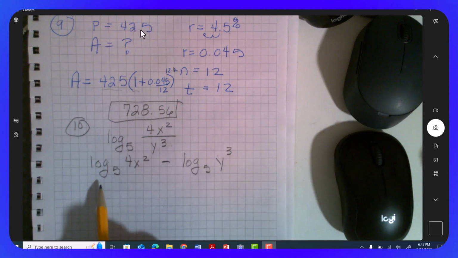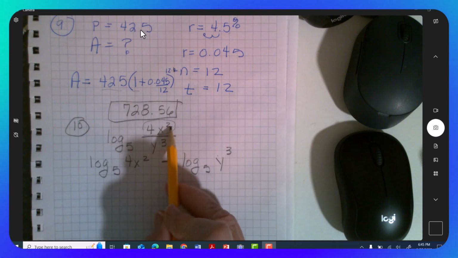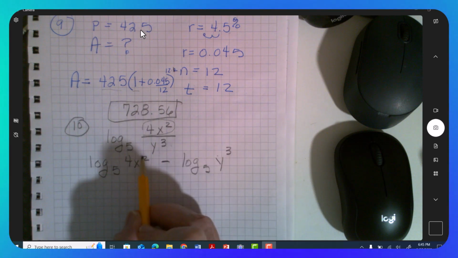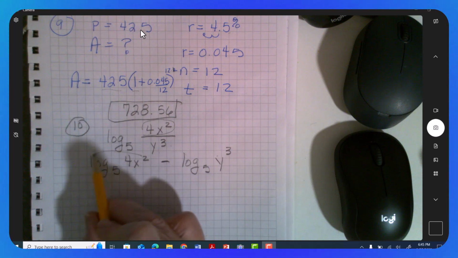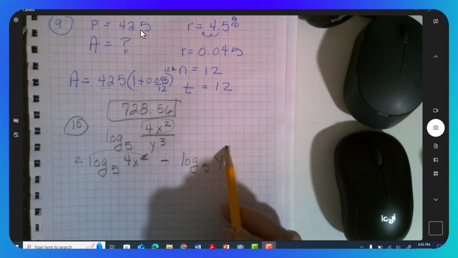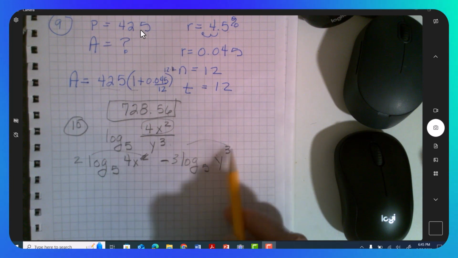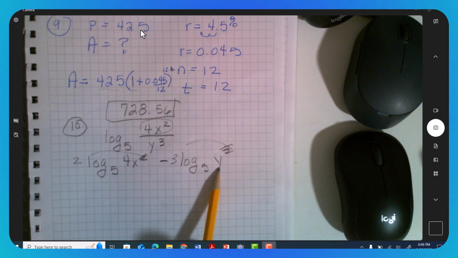All right, I know we worked this in class, so double check this. Now, this is all one piece, but we're only squaring the x. So when I take log base 5 of 4x squared, I can bring that 2 out to the front, and I can bring this 3 out to the front. Okay, 2 log base 5 of 4x minus 3 log base 5 of y.